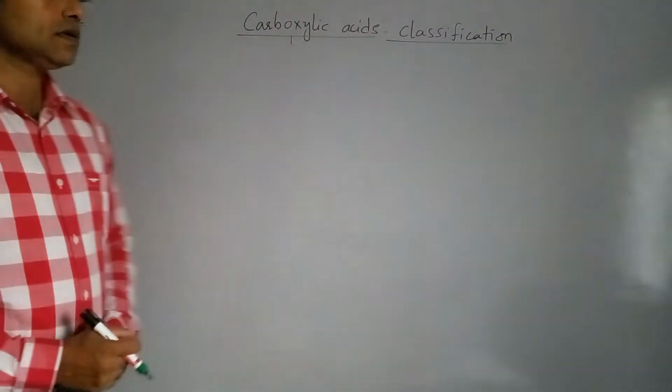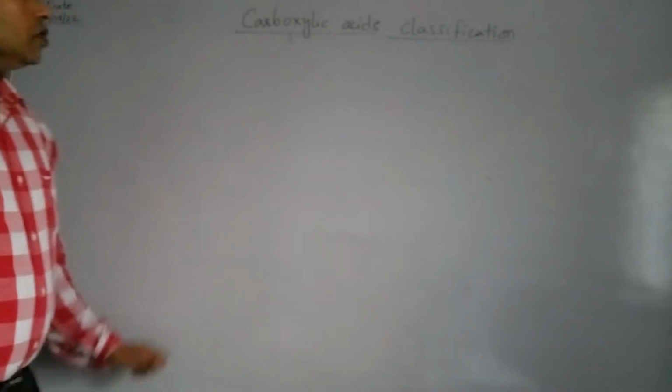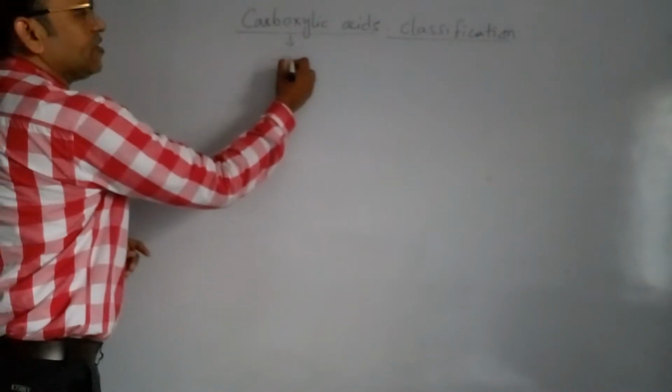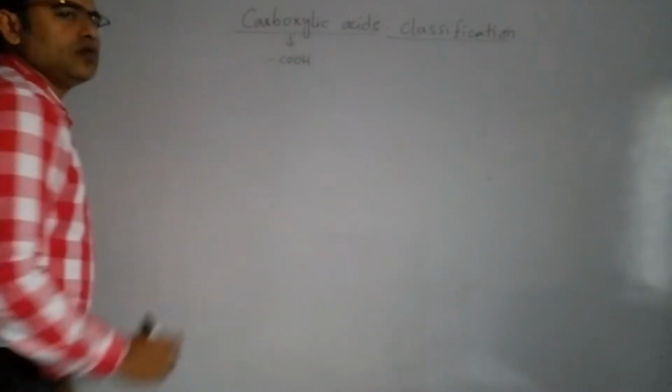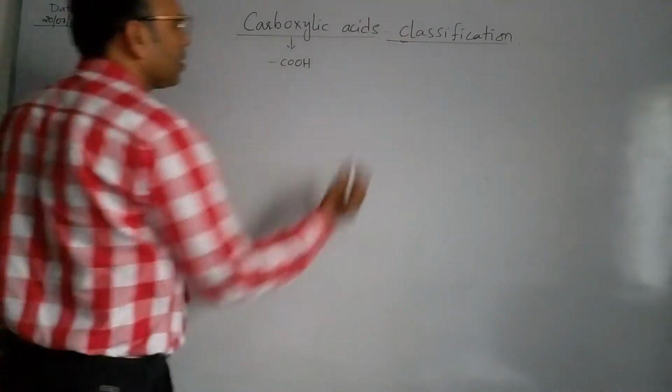Good evening, students. Today's topic is carboxylic acids classification. So what are carboxylic acids? The organic compounds which contain the COOH functional group, and how to classify them.